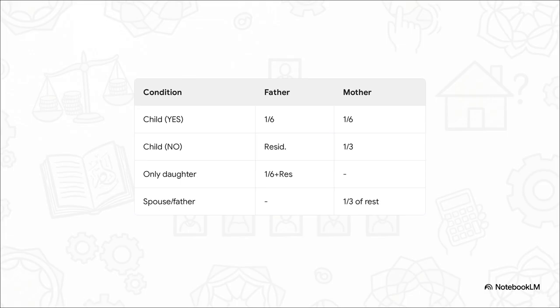And you definitely want to note these special conditions for the exam. If there's only a daughter, the father gets his 1/6 plus he acts as a residuary. That's a double win for him. And finally, watch out for this massive trap regarding the mother. If a spouse and the father are present, her share dynamically shifts to 1/3 of the rest of the estate after the spouse takes their cut, not 1/3 of the total.